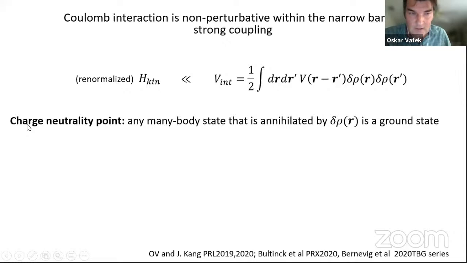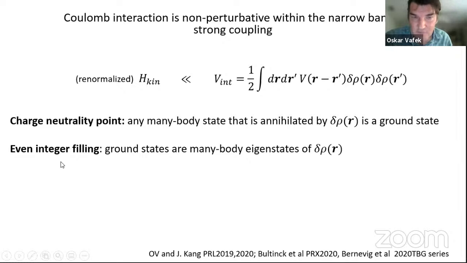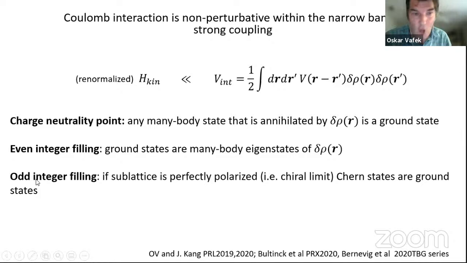Now, if we are at the charge neutrality point, then any many-body state that is annihilated by delta rho is a ground state because the interaction is positive semi-definite. At even integer filling, it turns out that the ground states of this strong coupling limit are also many-body eigenstates of this delta rho. And this was shown in the full problem numerically by Andrei's group. And then at odd integer filling, if the sublattice is perfectly polarized, so if we are in a chiral limit, then the Chern states are ground states of this Hamiltonian.